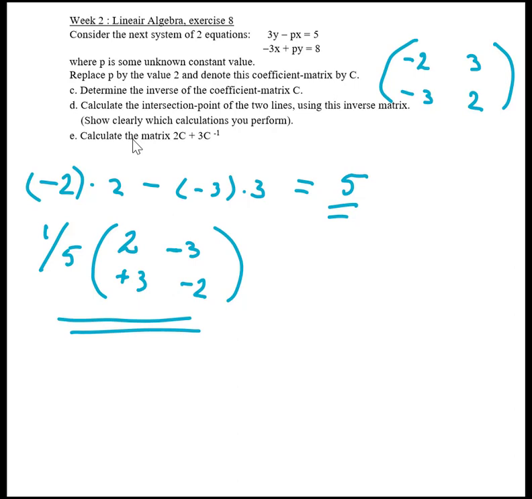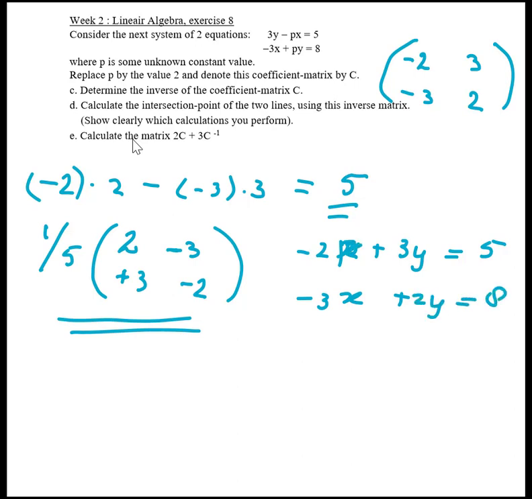Okay, D. Calculate the intersection point of the two lines using this inverse matrix. Well, let's first calculate the intersection point by using one of our known methods, elimination method or the substitution method. So let's put them underneath each other in the correct shape. So minus 2x plus 3y equals 5 and minus 3x plus 2y equals 8.